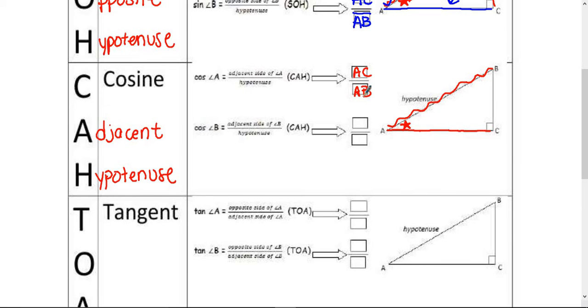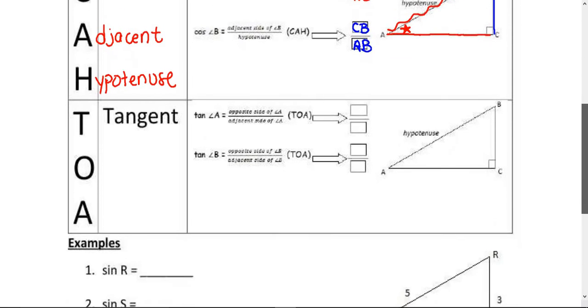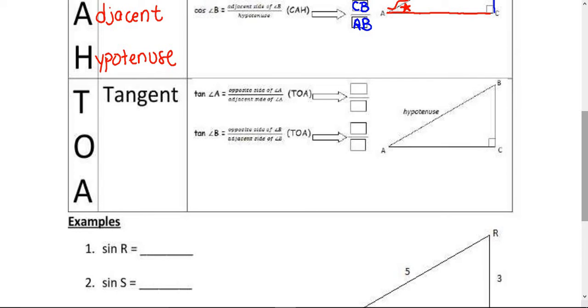So then you do the cosine of B. So instead the adjacent one this time is actually CB, and our hypotenuse is still AB. And those would be in a fraction. You'll see once we start getting to more examples. All right, and then lastly is tangent. TOA is for opposite over adjacent. So tangent is the only one that you do not use the hypotenuse.